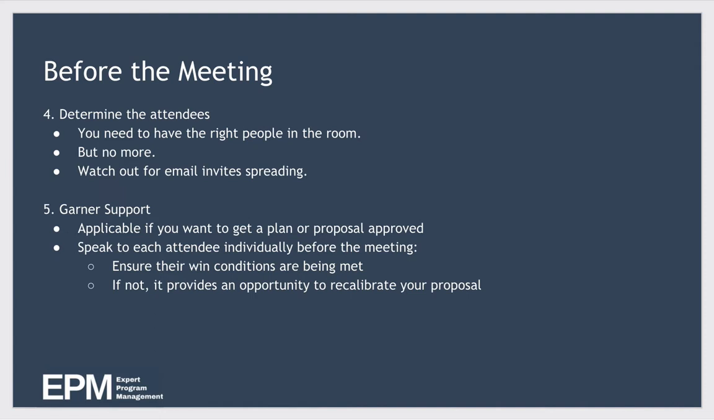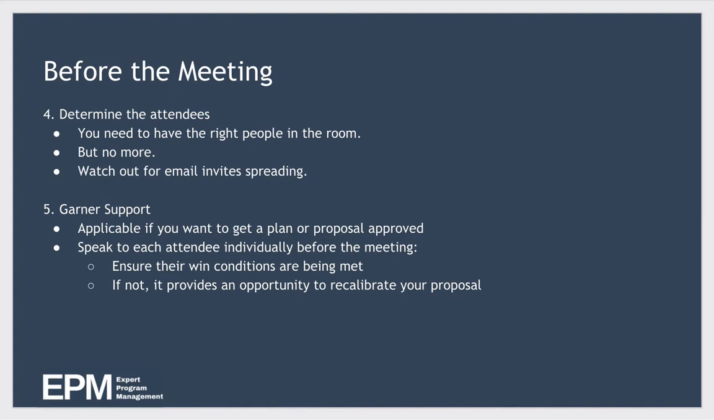Number 4, determine the attendees. You're going to need the right people in the room. It might sound really obvious, but if you're calling a meeting to make a decision, then the meeting will be pointless unless the key decision maker is present. But don't go too far. To have an effective meeting, you should have everyone who needs to be present, but not a single extra person. Once you have put together your list of attendees, review it to see if anyone can be removed.